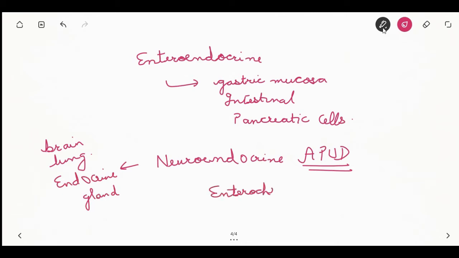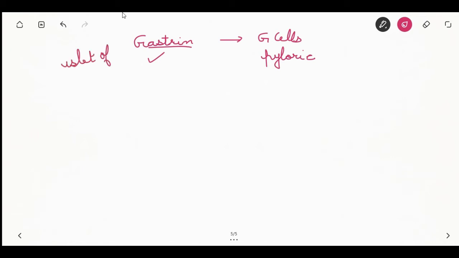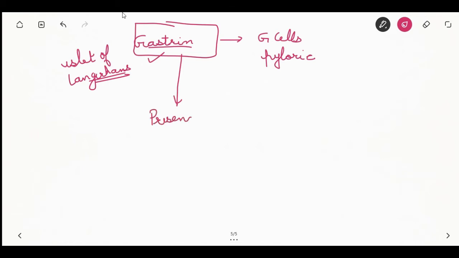Enterochromaffin cells secrete serotonin. Other gastrointestinal hormones, number one, is gastrin. It is mainly secreted by the G cells of the pyloric gland of the stomach. Remember, in the fetus, the islets of Langerhans also secrete this hormone. The stimulus for gastrin is the presence of food in the stomach.